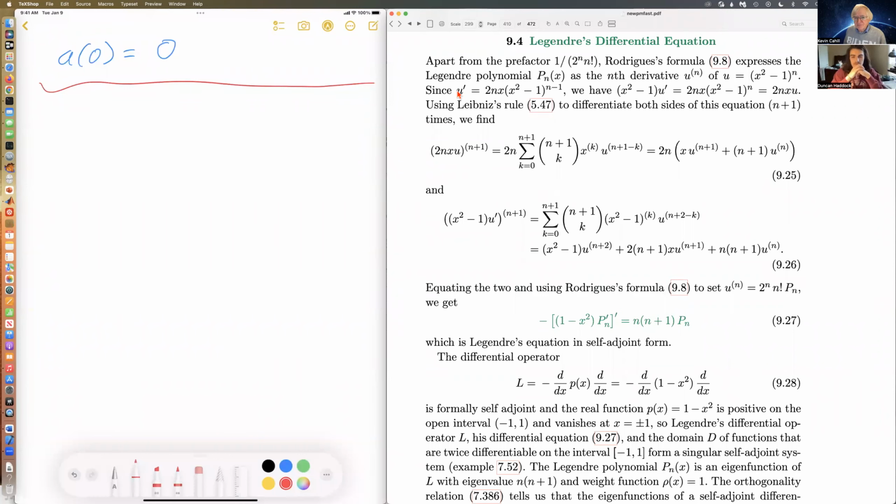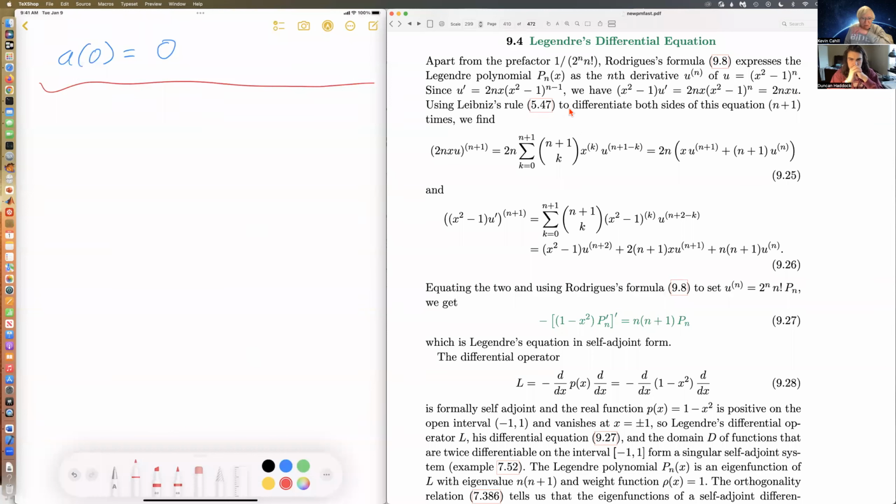And then if we differentiate u once, we see it looks like this. And then if we multiply by x squared minus 1, we repair this minus 1 here, and we get that x squared minus 1 u prime is 2nx times x squared minus 1 to the power n, which is 2nxu.